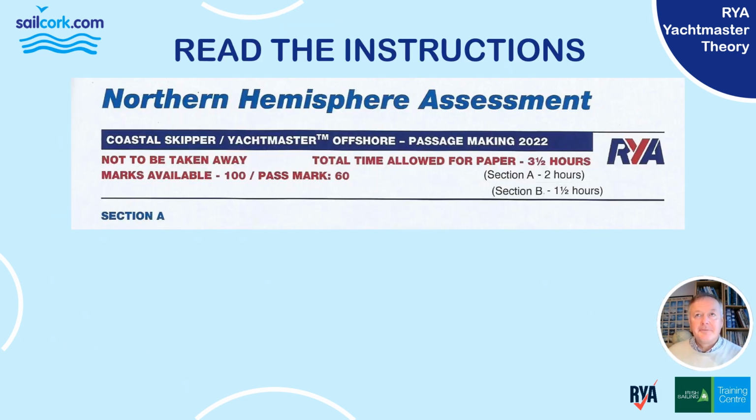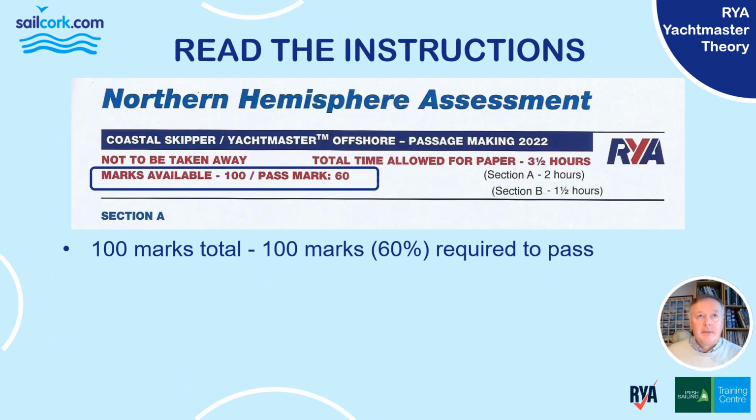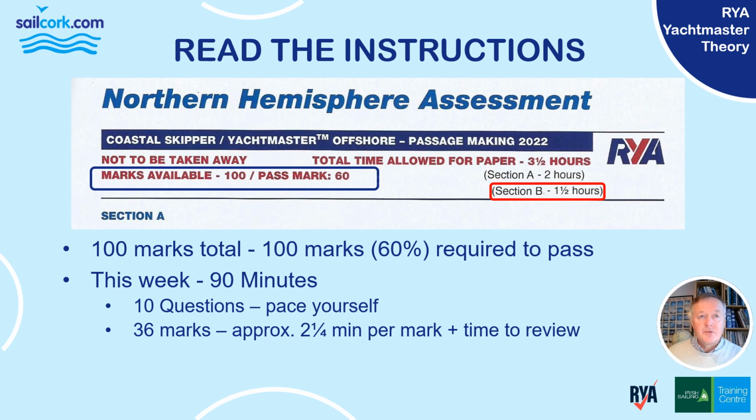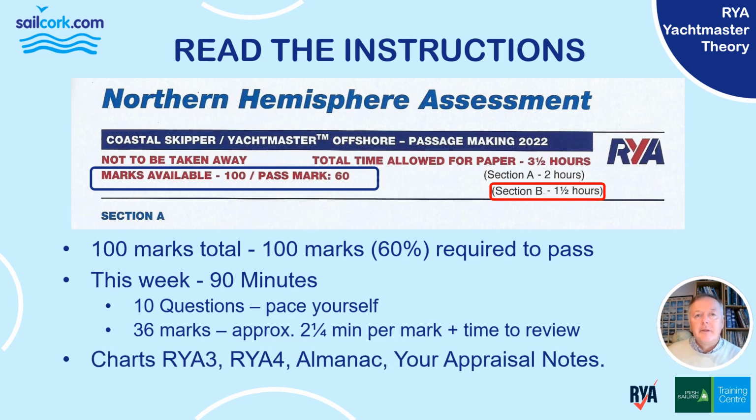So here's the header for next week's exam. There are 100 marks available for the 2 weeks combined, part A, part B. It's 1.5 hours for part B, 10 questions, 36 marks, approximately 2.25 minutes per mark, and that gives you time to review. So just have real discipline about the marks. You'll be using chart 3, chart 4, the almanac, and of course your appraisal notes.